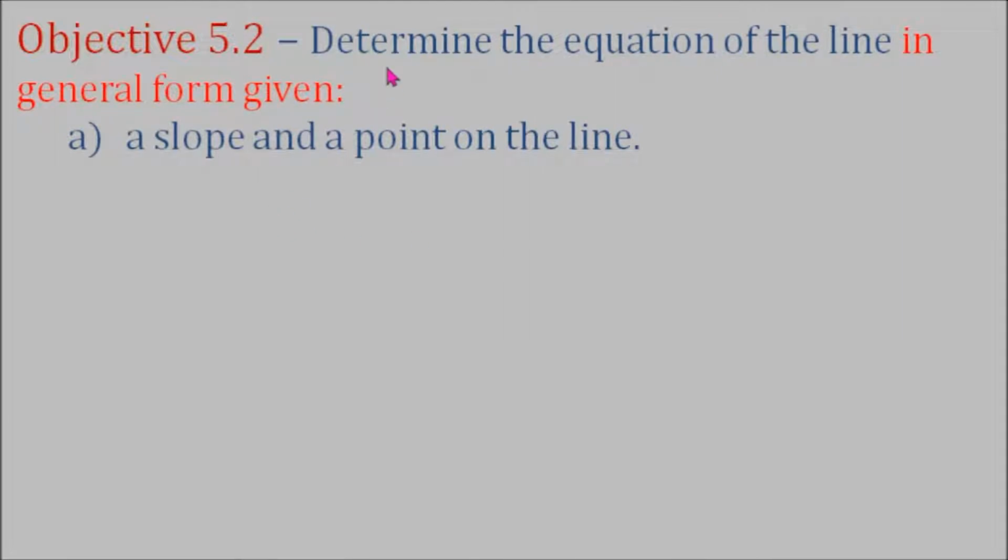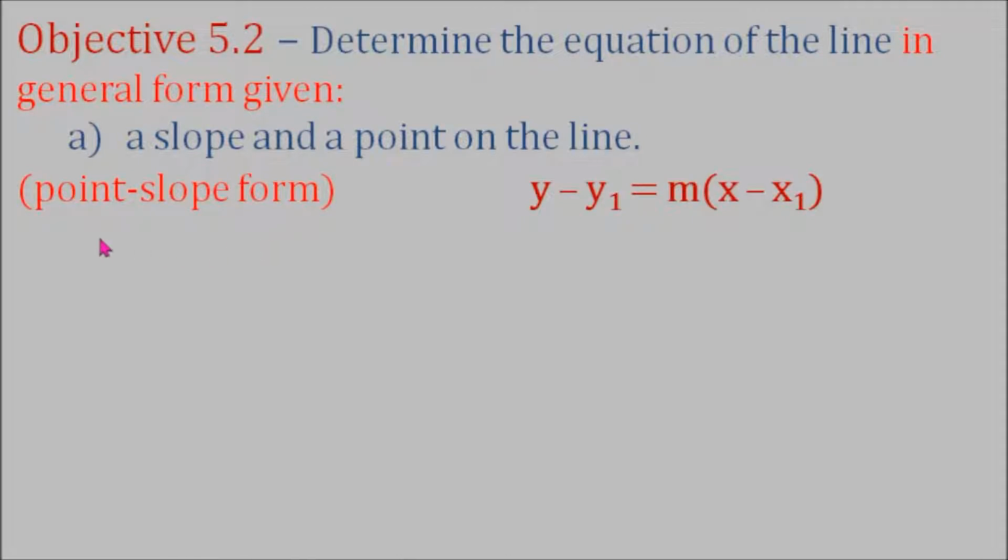Objective number 2, determine the equation of the line in general form. A, given a slope and a point on the line. So if we are going to find the equation of the line given a slope and a point, we are going to use the point-slope form, which is y minus y sub 1 equals m times the quantity x minus x sub 1. And this is our general form. Ax plus by plus c equals 0.